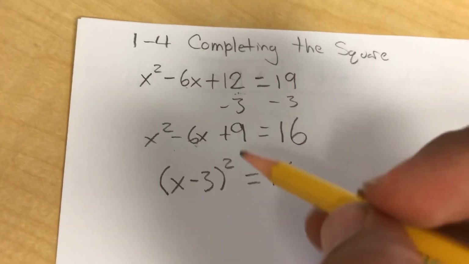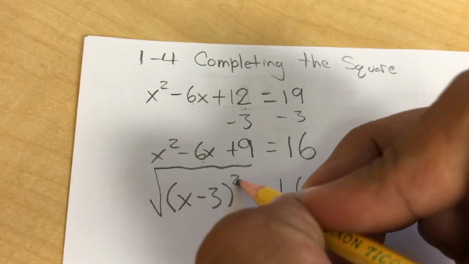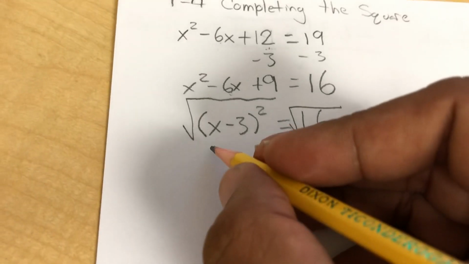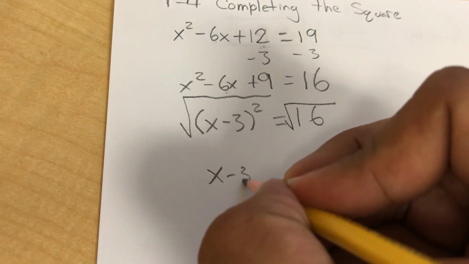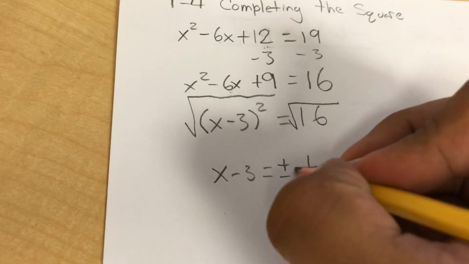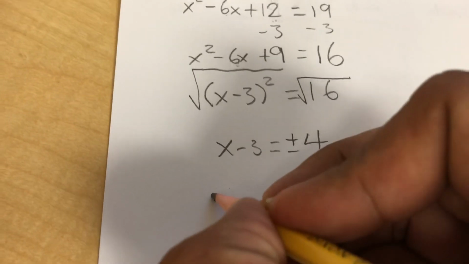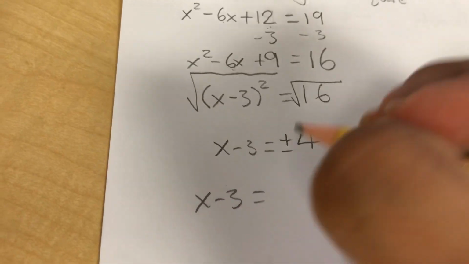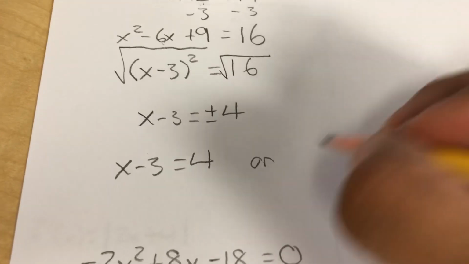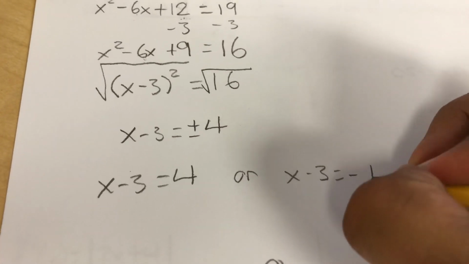Now why did I create a perfect square? So then I could square root this and get rid of that and square root this part. So the answer now is just x minus 3 equals positive or negative 4. All right, so now you're going to have two answers. X minus 3 equals positive 4, or x minus 3 equals negative 4.